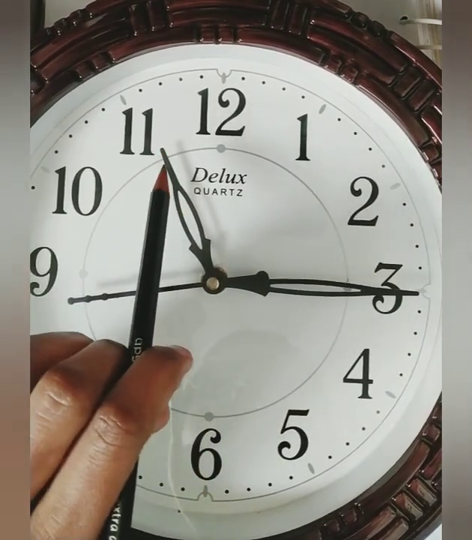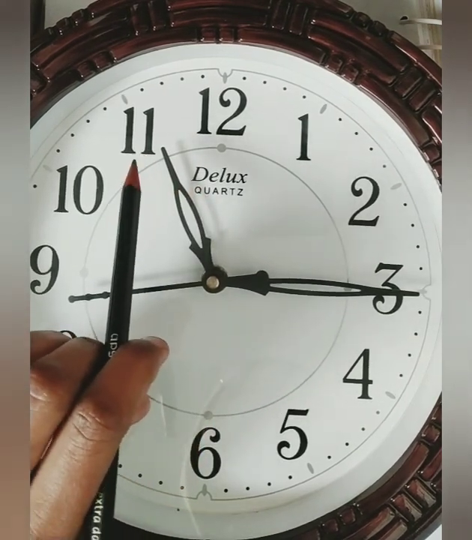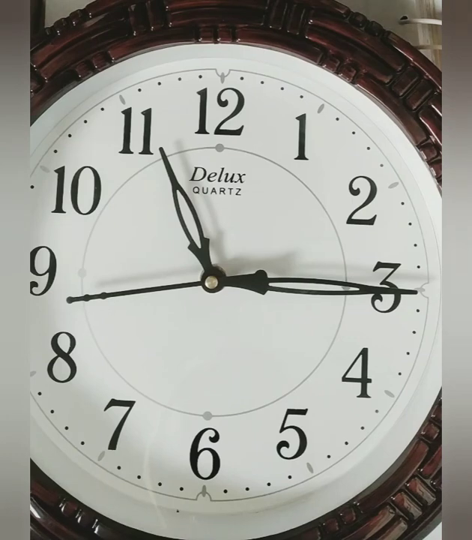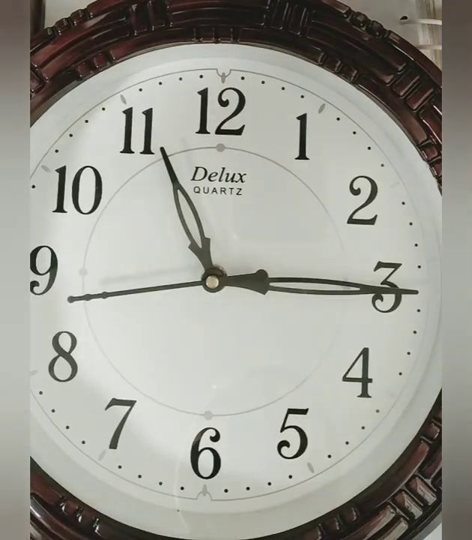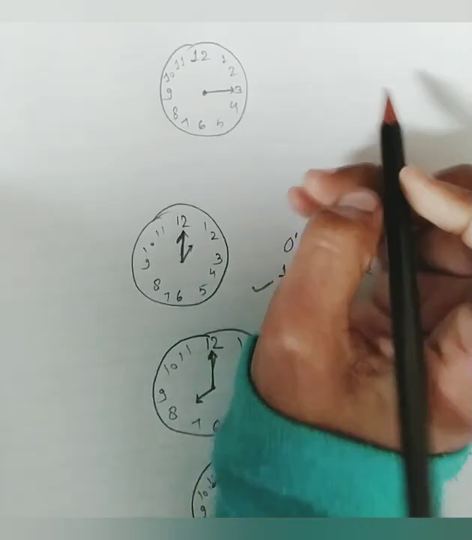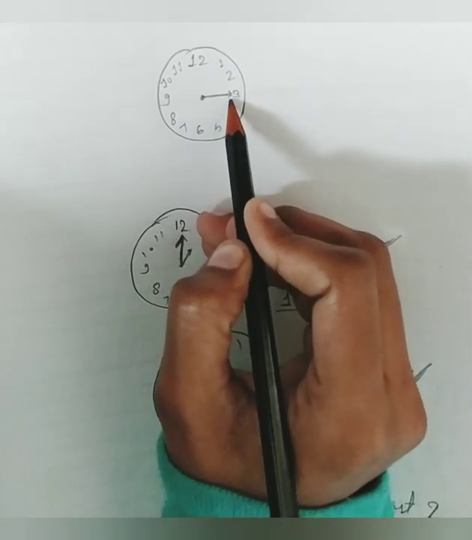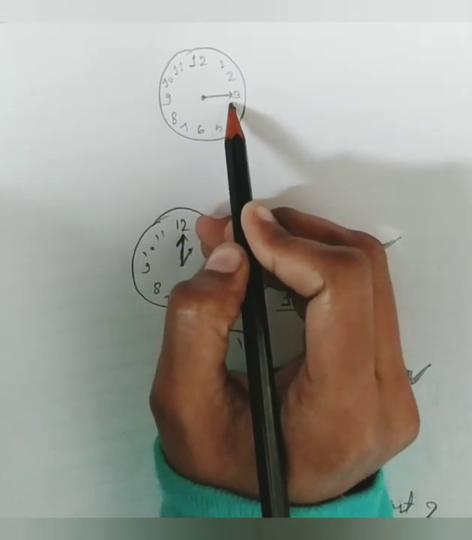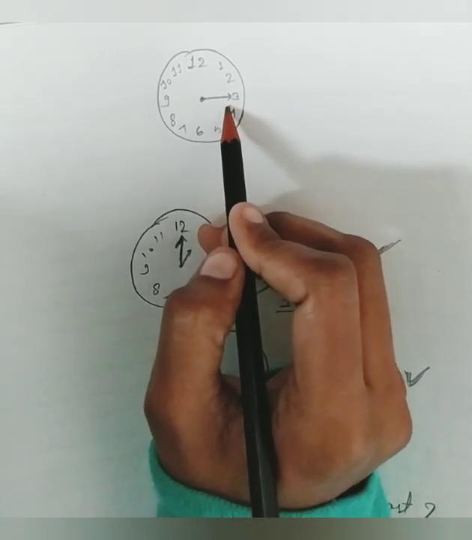It's near the 11. So we can say time is quarter past 11. Or in other words, time is 11:15. Now you can see here I set the big hand of the clock already towards the 3. So here now we are taking the time in quarter past.